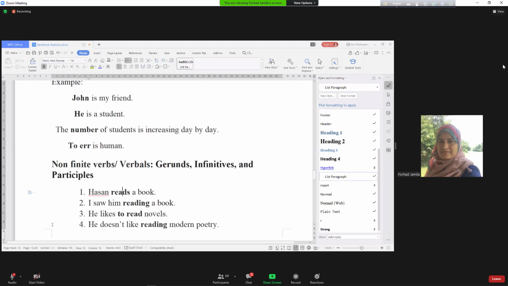What is a non-finite verbs? Discuss different types of non-finite verbs with examples. Then you have to discuss these 3 types of non-finite verbs with appropriate examples.